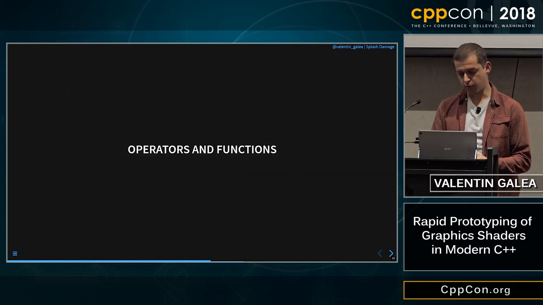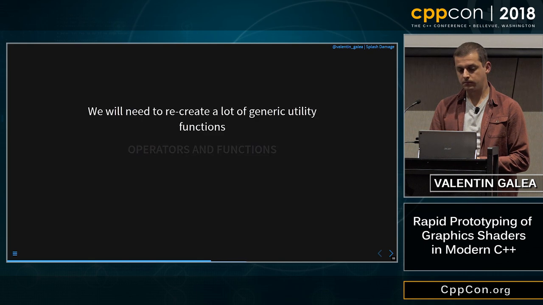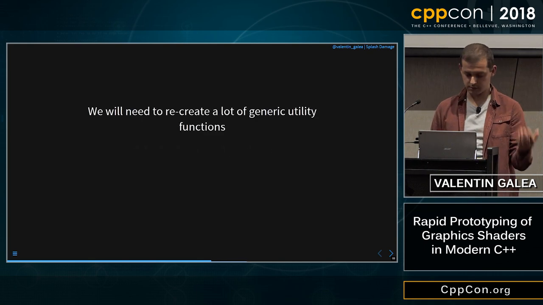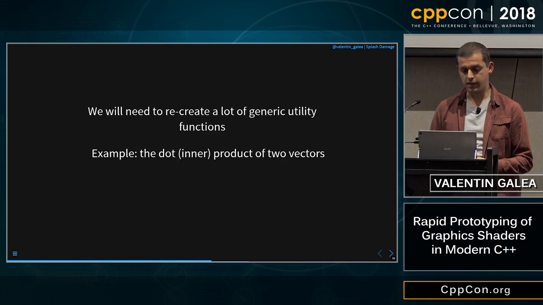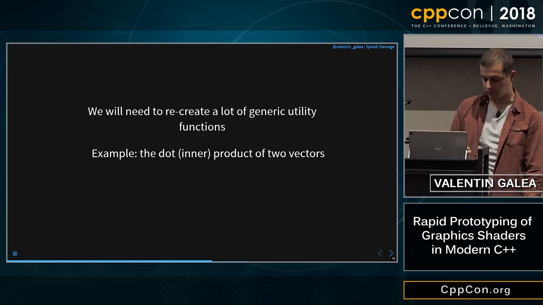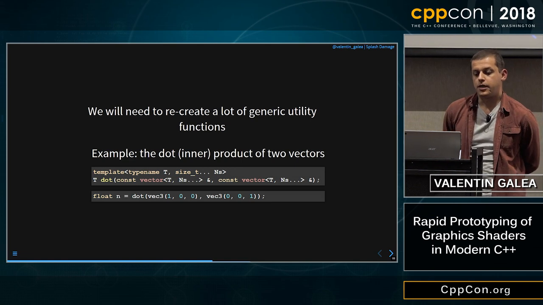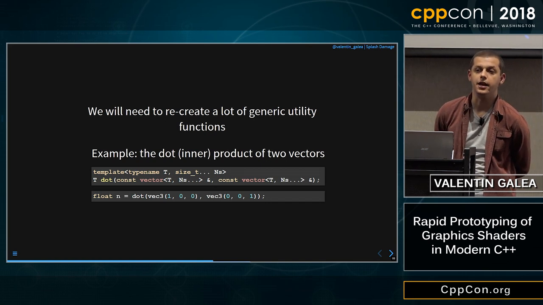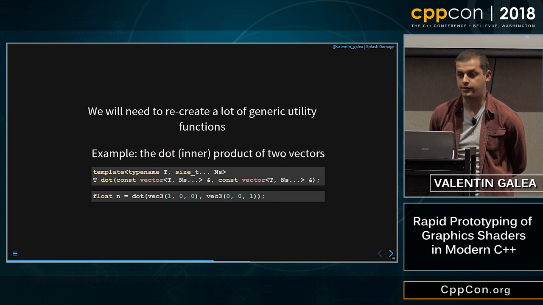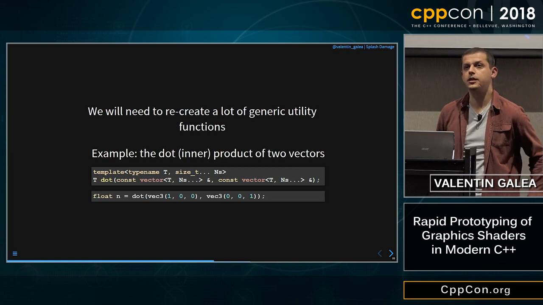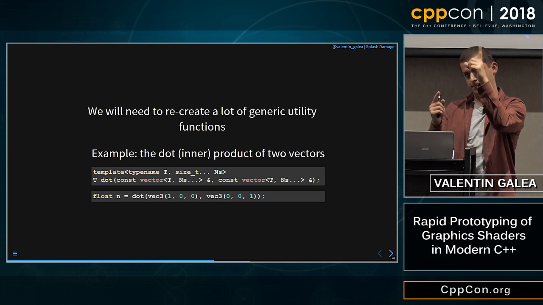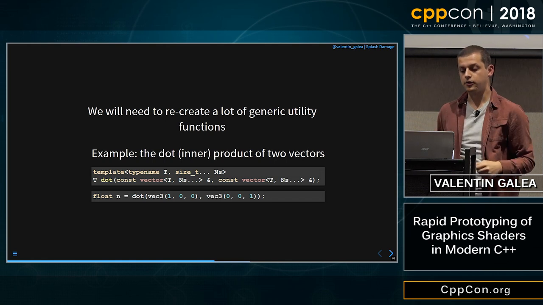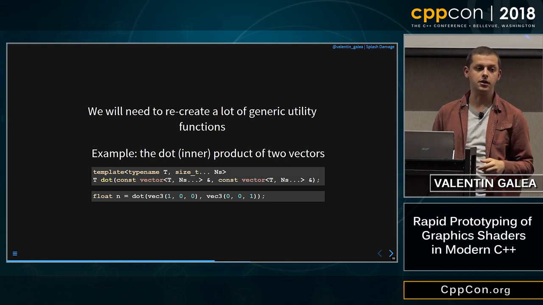Right. How about operators and functions? So we need to recreate a lot of these utility functions. Let's take, for example, the most well-known one, the dot product, or the inner product of two vectors. So we're going to say a dot that takes two vectors of various dimension, and it will return a scalar. So I'm calling it here with two axes. Geometrically, a dot product is the length of the projection of one onto the other. So in this case, because they're perpendicular, it should return zero.